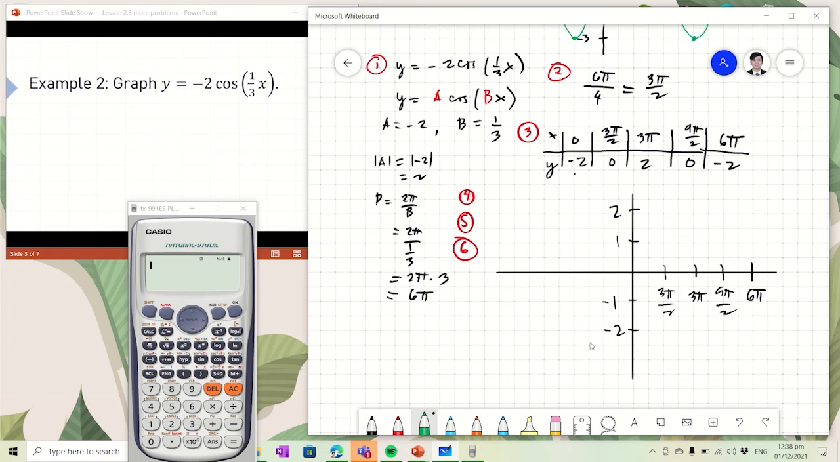Ayan. Then magpa-plot na tayo, starting from 0. If x is 0, so that means it's negative 2. So dito. And then, if x is 3 pi over 2, so simply 0. 3 pi, if x is 3 pi, that's a 2. X is 9 pi over 2 is 0. Then 6 pi, then y is negative 2. So just connect the points. That's the fifth step. Teka lang, let's make a smooth one.